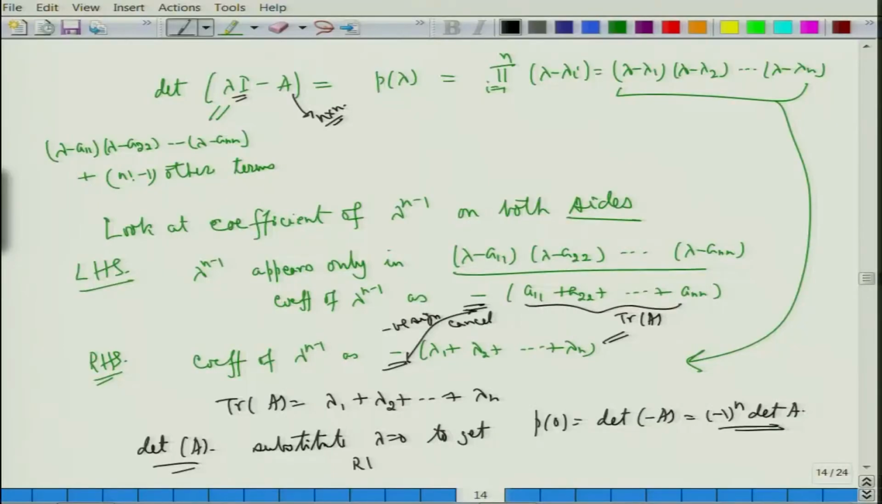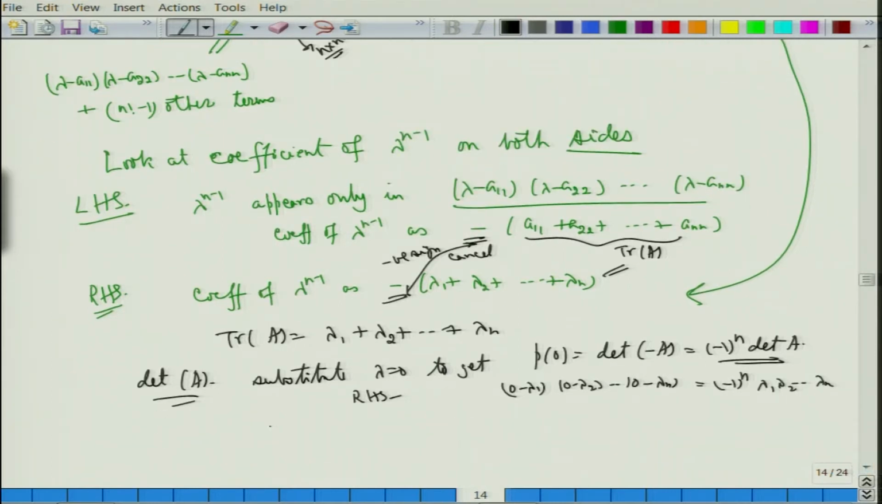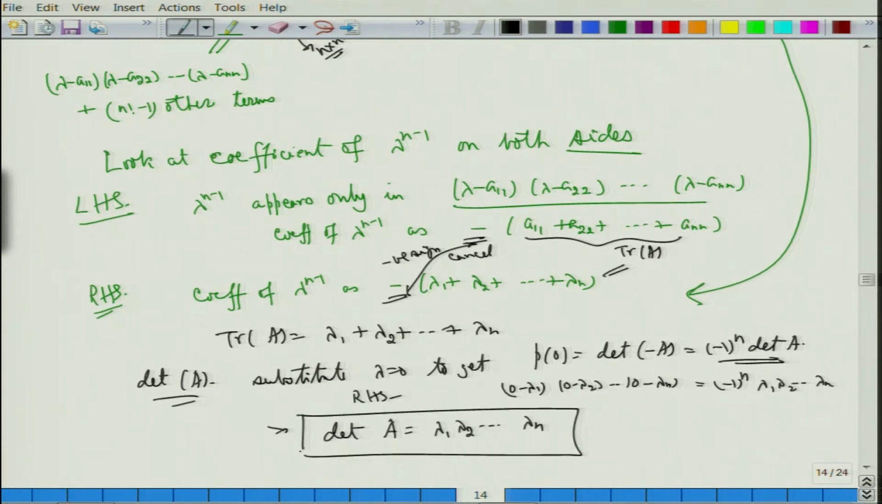What about the right hand side? The right hand side is nothing but 0 minus lambda 1, 0 minus lambda 2, ... 0 minus lambda n, which is same as minus 1 to the power n times lambda 1, lambda 2, ... lambda n, and therefore minus 1 to the power n cancels out on both sides. I get determinant of A is nothing but lambda 1, lambda 2, ... lambda n, fine. So, we have shown that trace of A is same as sum of the eigenvalues, and determinant is nothing but the product of eigenvalues. It is a very important idea, it helps us at a lot of places.